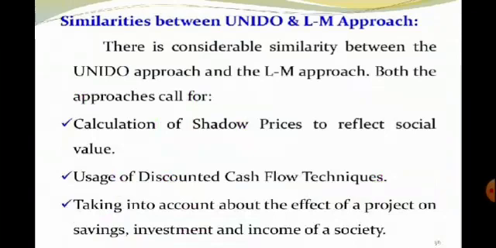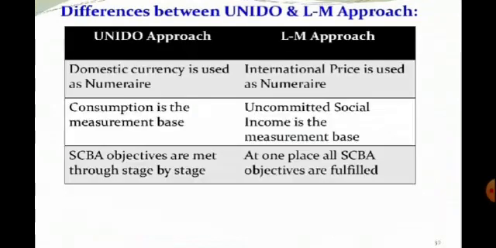Similarities between the UNIDO and LM approaches: calculation of shadow prices to reflect social value, usage of discounted cash flow techniques, and taking into account the effect of the project on savings, investments, and income of society. Differences: domestic currency is used as numerator in one, international prices in the other; consumption is the measurement base in one, uncommitted social income in the other; SCB objectives are met stage by stage in one, while in the other all SCB objectives are fulfilled at one place.